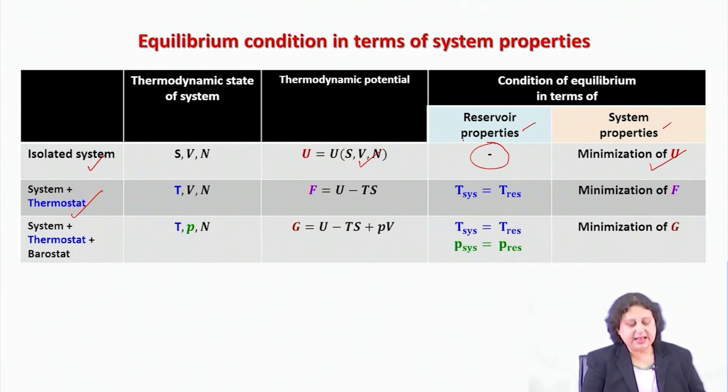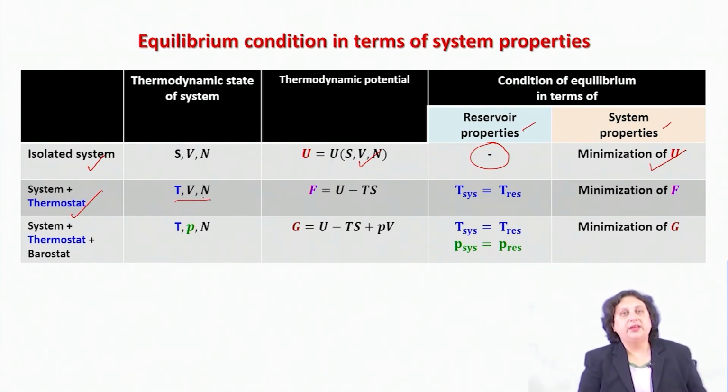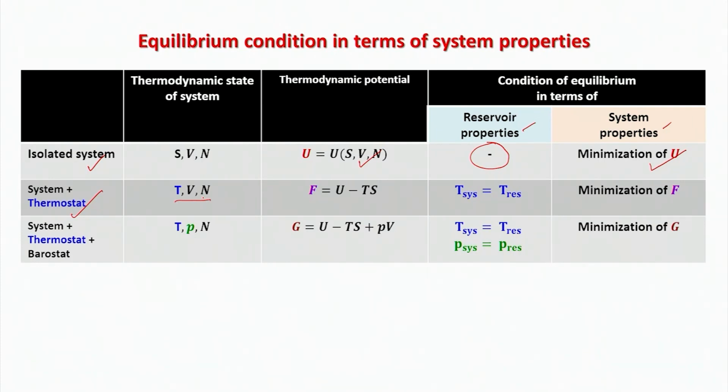And I then say that as the system starts from an initial equilibrium state and goes to a final equilibrium state, when does it acquire the final equilibrium? That is when T_system, the temperature of the system, becomes equal to the temperature of the reservoir. Under such condition, what happens to the corresponding thermodynamic potential? This actually is associated with the minimization of the Helmholtz free energy.